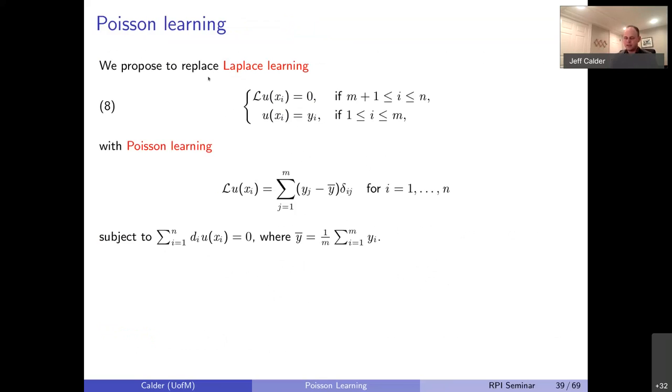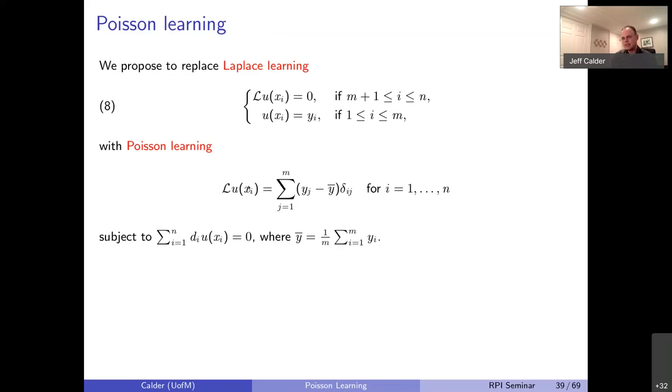So we propose that if you're in the low label rate regime, you should replace Laplace learning with Poisson learning. The difference is that in place of having hard label constraints at the labeled points, we place sources and sinks at the labeled points. A Poisson equation like this on the graph is a stationary state for a heat equation. The source term on the right-hand side has to have mean value zero in order for the net change in heat to be zero and for there to be a solution to this stationary problem. That's the role of the centering by y bar, so that the right-hand side has mean value zero over the graph, which allows the solution to exist.